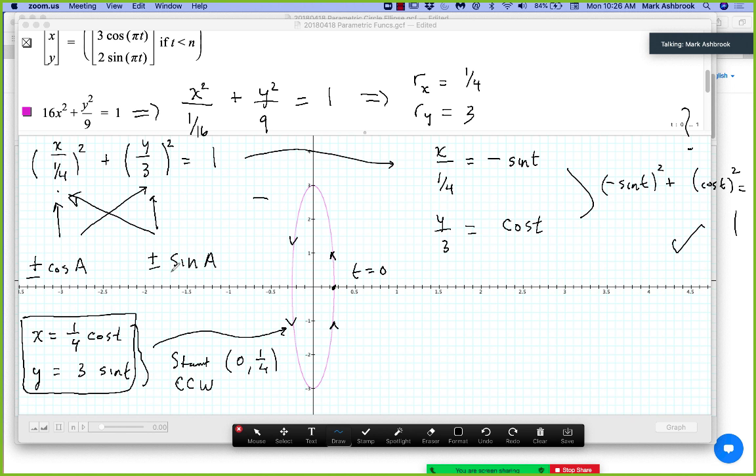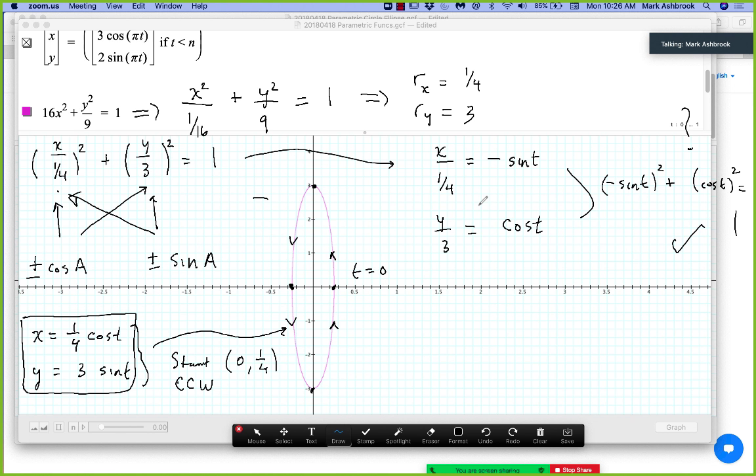What's the difference in those 8 different choices? You have 4 different starting points, and at each starting point, 2 directions of generation, clockwise and counterclockwise. That's where you get those 8 combinations: from plus or minus sine or plus or minus cosine, and then plus or minus the other one that you didn't pick here. That's 8 combinations.